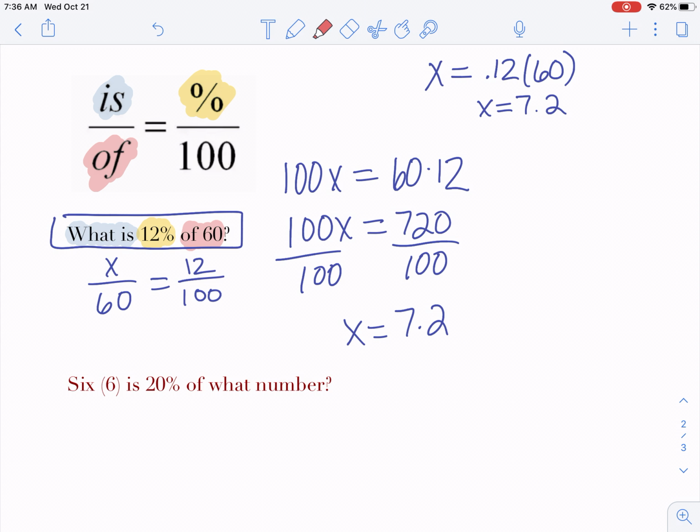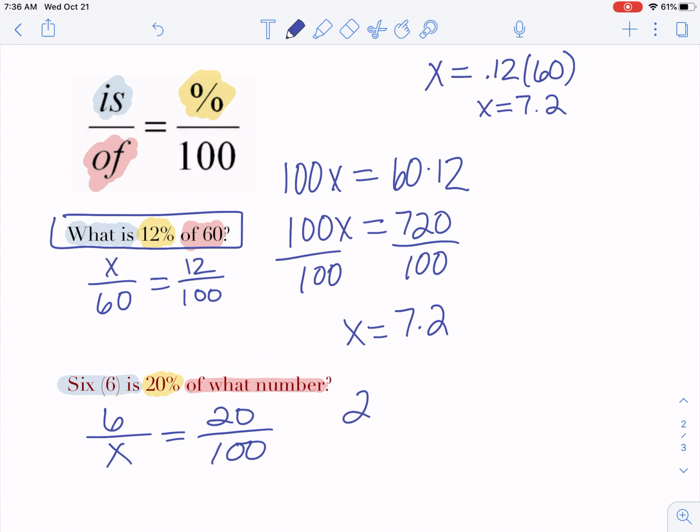In this next example, 6 is 20% of what number? I am asked to find the of portion in this statement. My percentage is 20, and my is portion will be 6 because it states 6 is. So in this example, my proportion will look like 6 over x, because I do not know the of portion, is equal to 20 over 100.